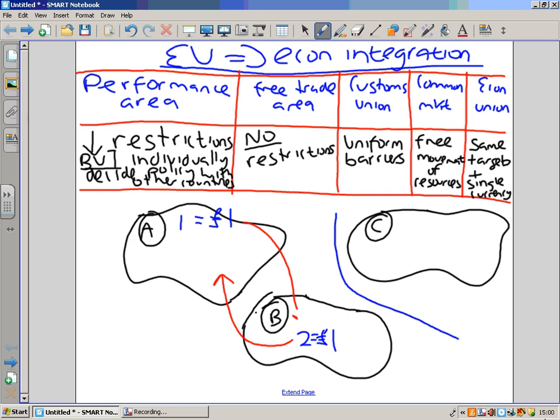Because they've now got the same currency, what they will also have is a common interest rate, a common central bank. So hopefully eventually the business cycles or the economic cycles of the countries will start to resemble each other. When this happens, we have full economic integration. To all intents and purposes, once we get to economic union, country A and country B economically are the same country.